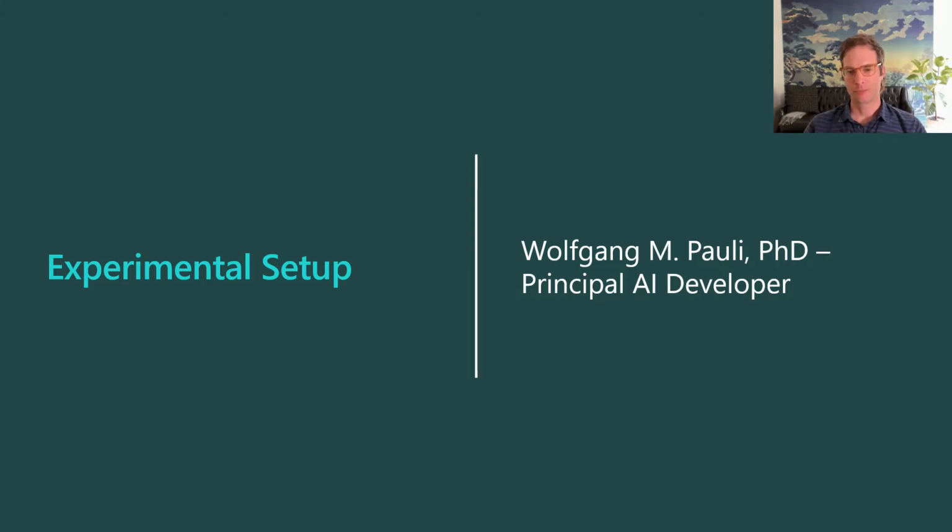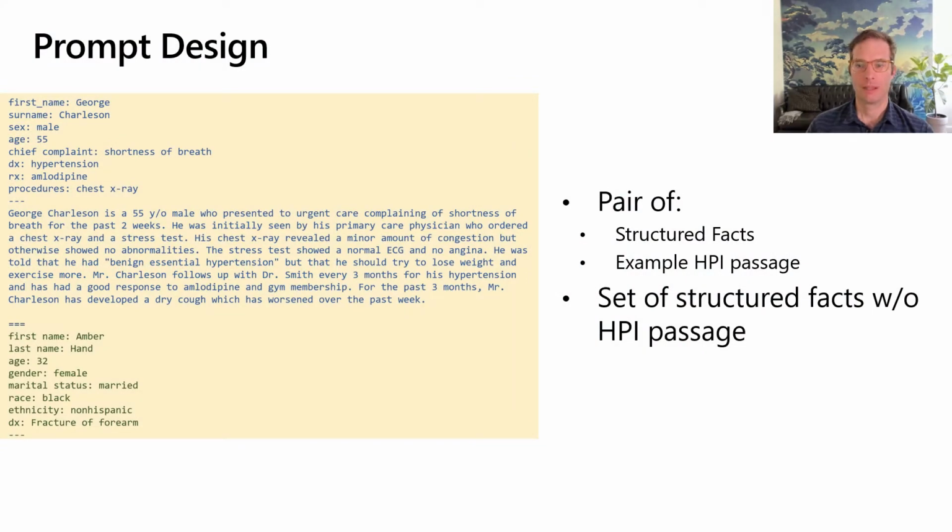Thank you, Mario. Let's look a little bit at the experimental setup that we used in this study. Let's look at the prompt design first. On the left side of the slide, you can see one example of a prompt. Each prompt contained the same set of structured facts and an example passage of a history of present illness, also known as HPI. To have the NLG model generate more HPIs, we would append a new set of structured facts. The task of the model was then to generate a new HPI based on these new structured facts.